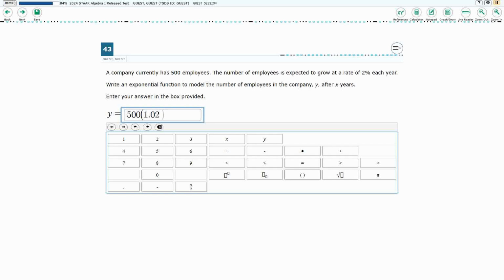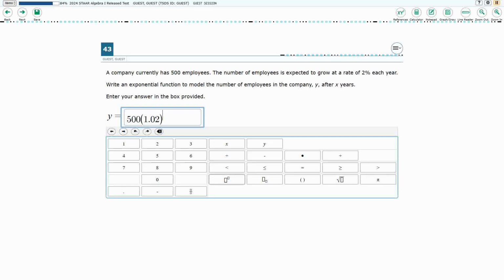You see that second parentheses is hidden there, and it's kind of grayed out? All you have to do is just scroll over, and it's going to end up being there. You have to hit this button right there to get the exponent, and then you're going to hit that x, and then that is going to be your answer.